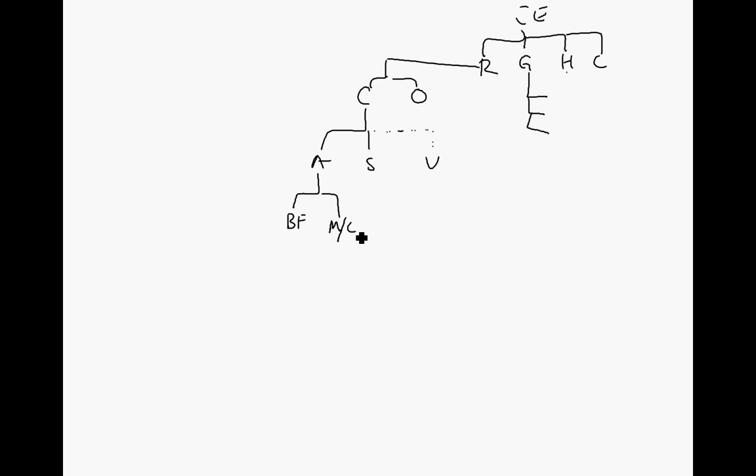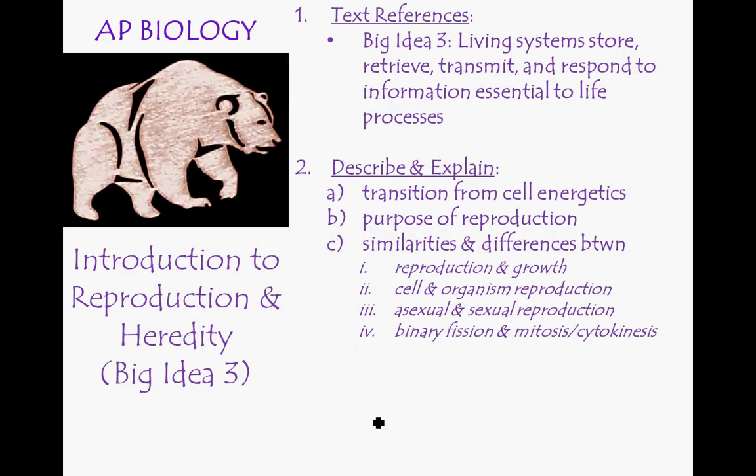Right? And viruses, sort of similar to that. Right? The genetic variation, there is some link here between these things here in generating genetic variation. Here we talked about transformation, conjugation, and transduction, as well as then mutation and transposition. Okay. So this is sort of a mental model as to how we're going to be transitioning here from the cell energetics into the purposes of reproduction, similarities and differences between reproduction, growth, cell organism reproduction, asexual, sexual, binary fission, mitosis, and cytokinesis. Again, all of these things require energy.